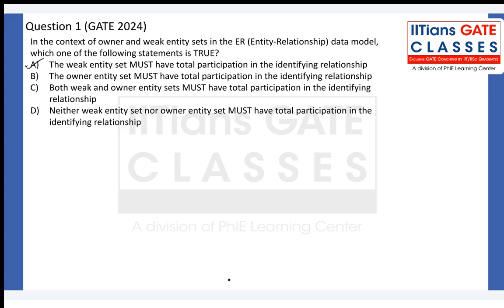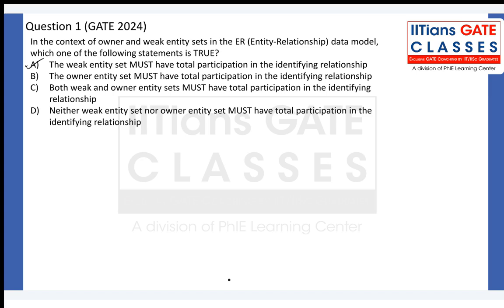Okay, perfect. Now why does the owner entity set need not have total participation? Because obviously, we are not trying to identify a hotel. Hotel is already identified, right? We are already identifying the hotel with the hotel ID. We don't need to have total participation. How will the room number help to identify the hotel?